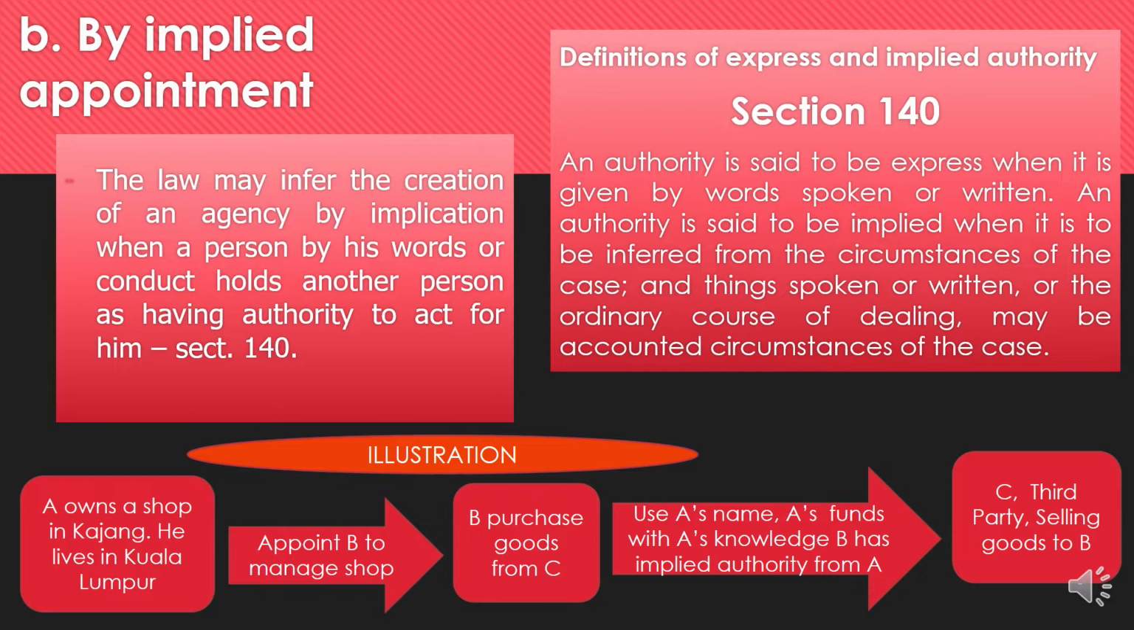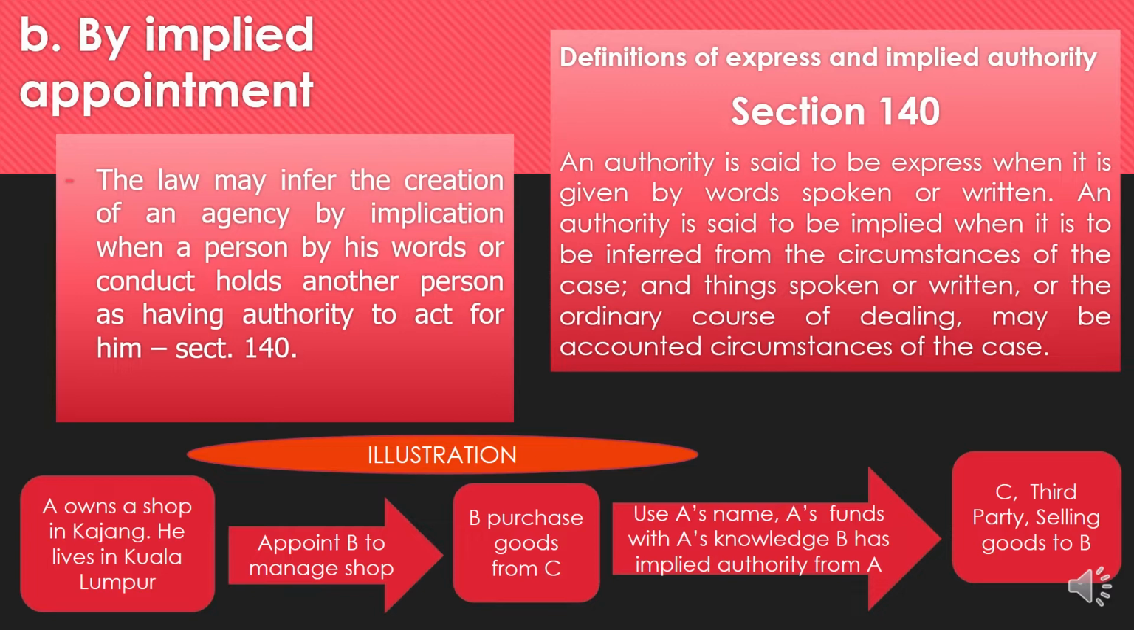So, impliedly. Okay, so now, see the third party, knowing that he is dealing with, from C's perspective, C is dealing with A. C is the third party who's selling goods to B. Basically, C knows that B is the agent of A because B used A's name, B used A's fund. So while selling, even though he's the third party, he sells goods to B. He knows that B is the agent of A.